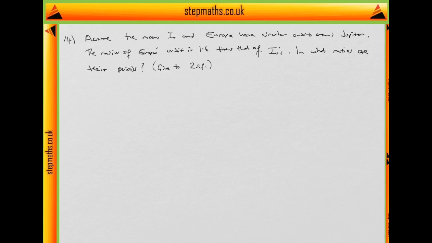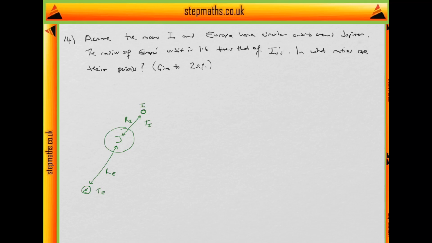So let's do a quick sketch. If we just draw Jupiter here, well, we know Io is nearer than Europa. So we'll just call this the radius of Io's orbit. And then we'll put Europa somewhere out here. So that's a larger radius, and we'll call that R sub E. And then we'll similarly call the time periods T sub I and T sub E.